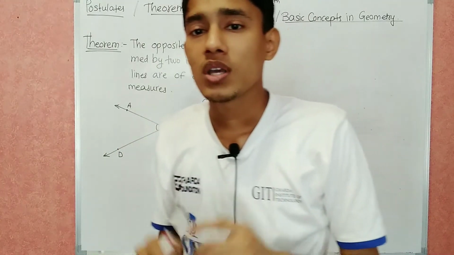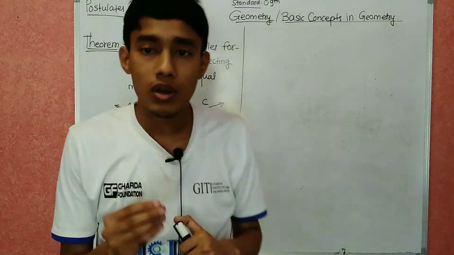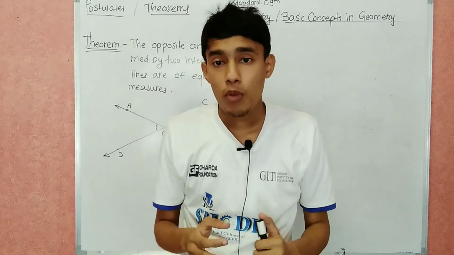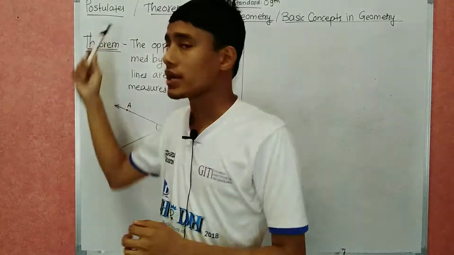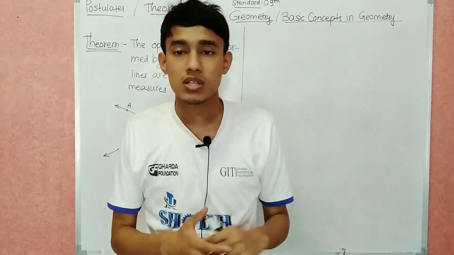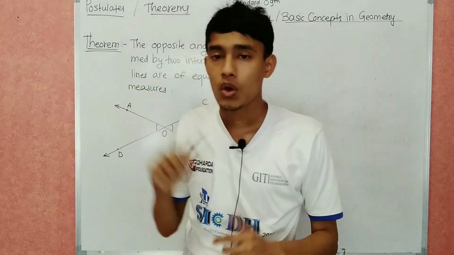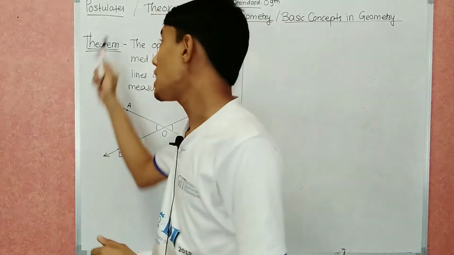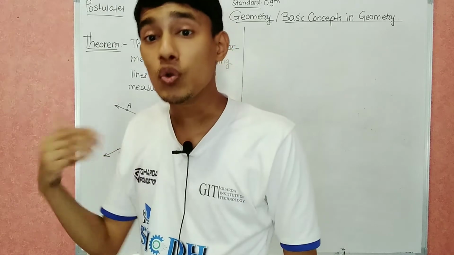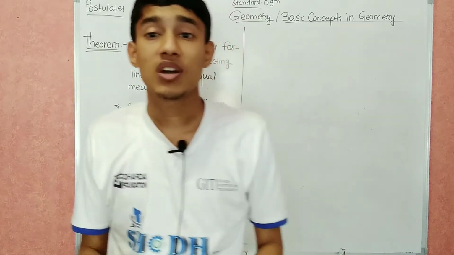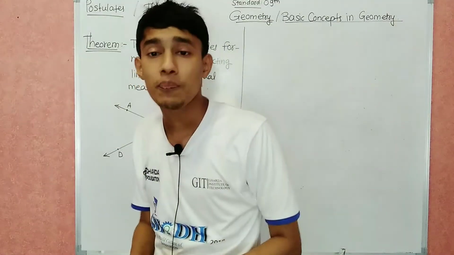What he said is that any geometrical property which can be self explained, which is self explanatory, is called a postulate. जिससे प्रूफ की जरूरत नहीं है, जिसे हम सिर्फ देख के ऑब्जर्व करके बता सकते हैं, वो postulates होते हैं. With the help of postulates we can prove certain things and derive certain new properties, and those properties which are derived with the help of postulates are called theorems. उसे ही हम theorems बोलते हैं.